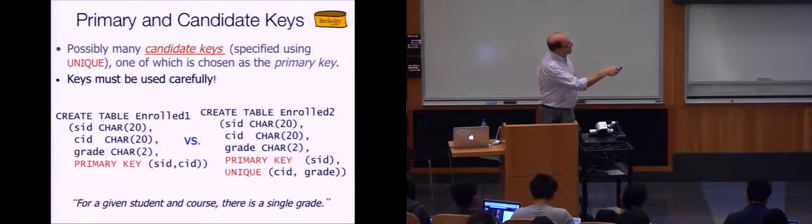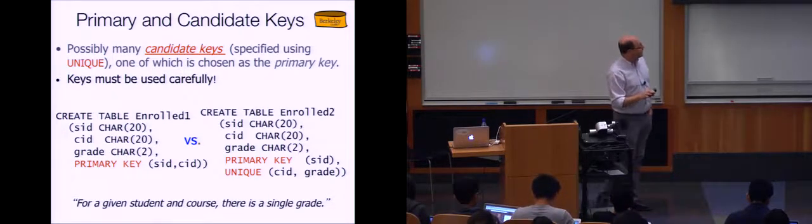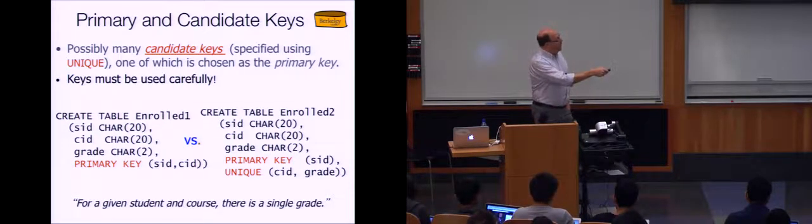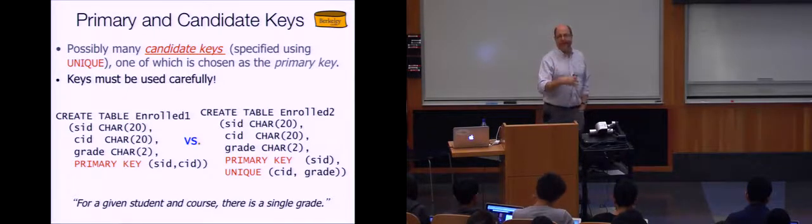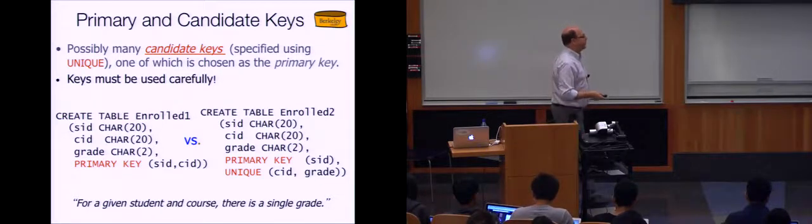Table 2, Enrolled 2, says, well, no, it's okay. The primary key is just going to be SID. But I want to make sure that the combination of CID and grade in the database is unique in this table. So we have to sort of parse through what these mean.